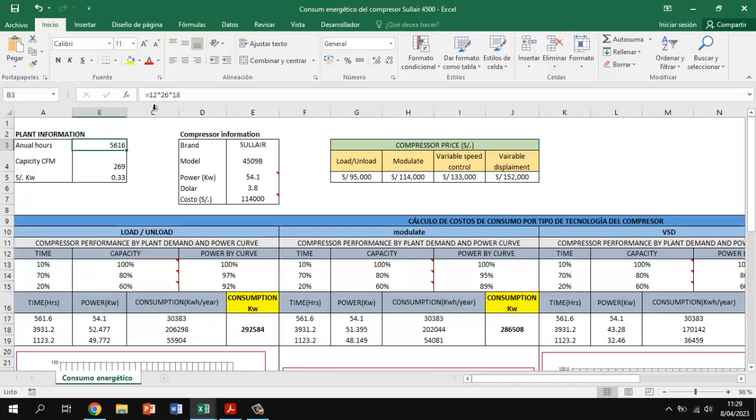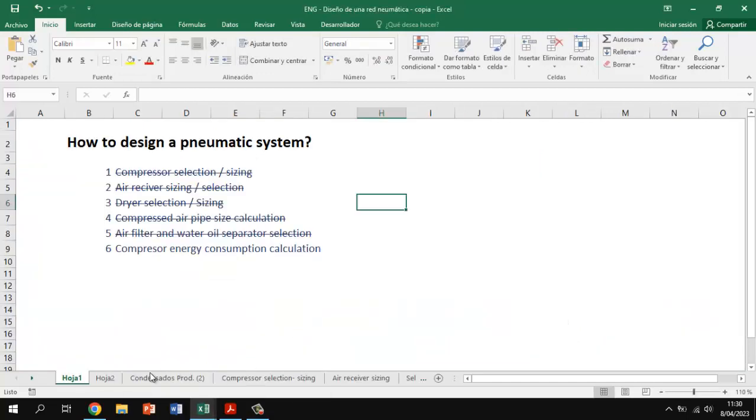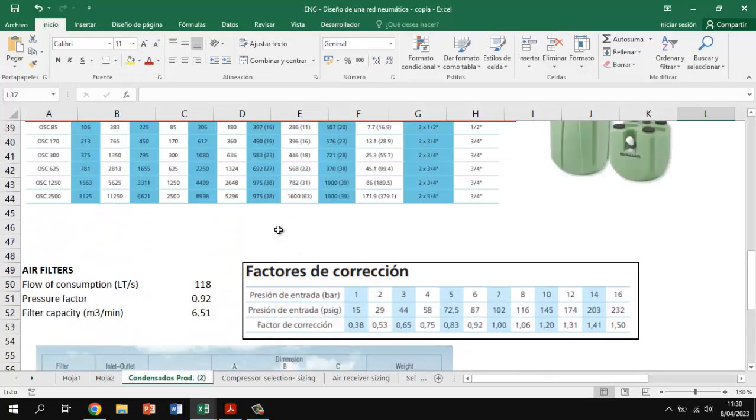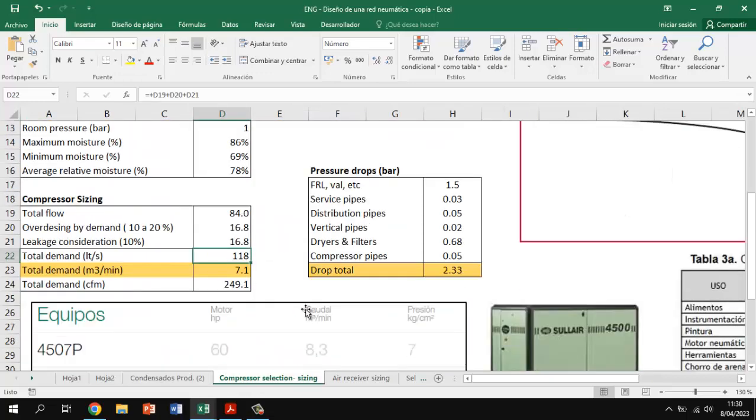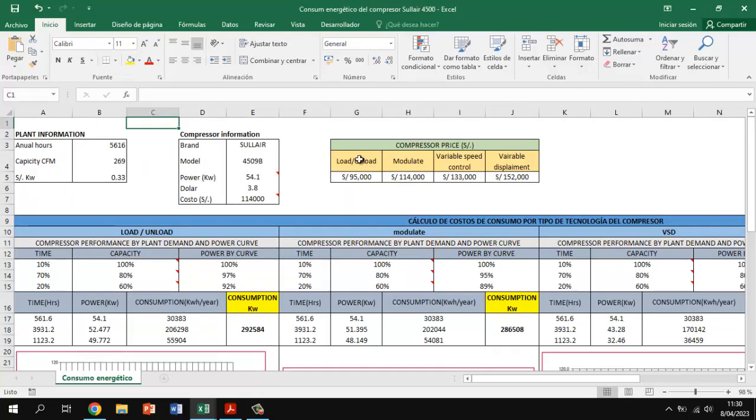For example, in this case, I'm considering just 26 days a year and 18 hours of working per day. Then the capacity of our compressor in cubic feet per minute, 269. This is the result from the last video, about the compressor sizing.